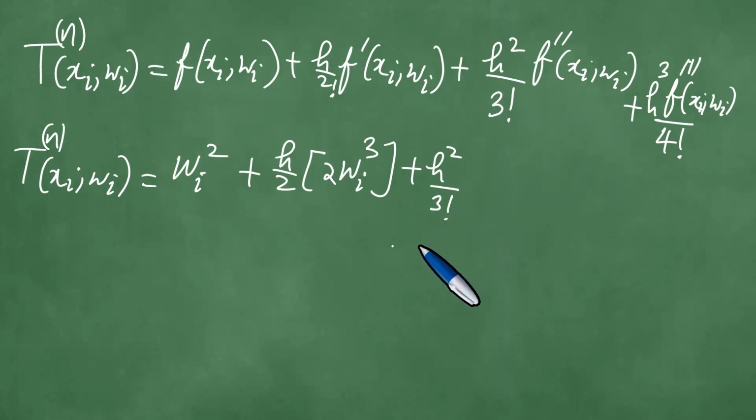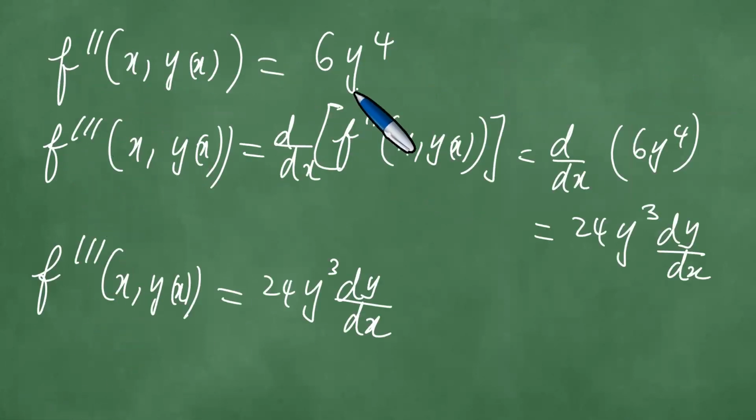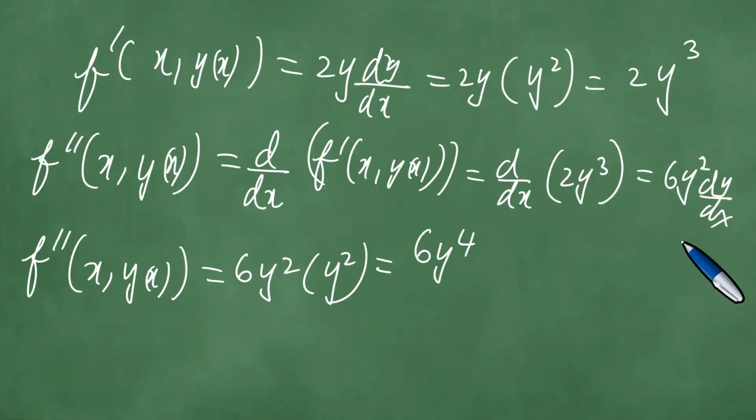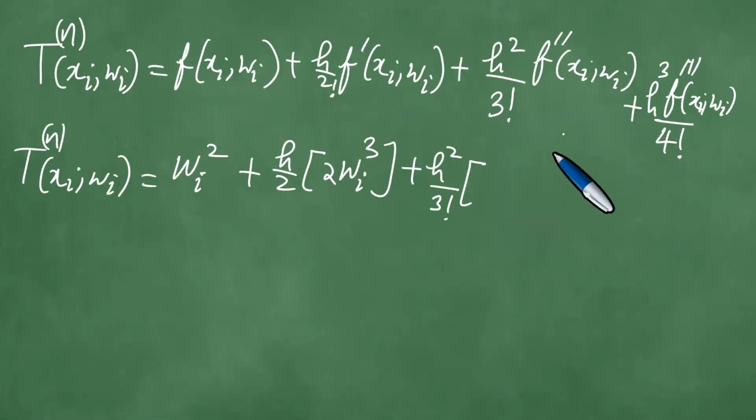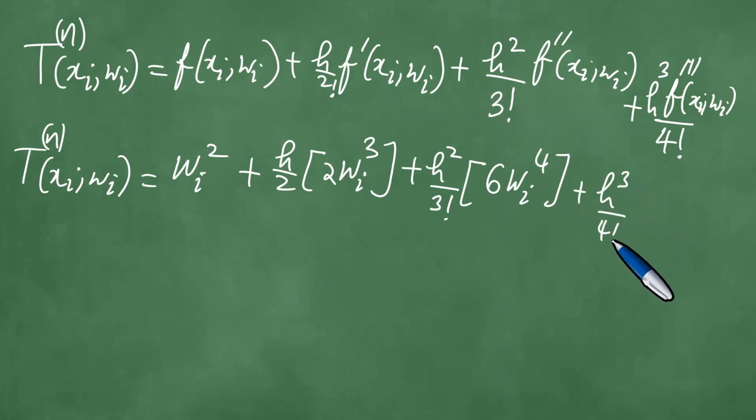Even the textbook, the question uses delta x. Yeah, I can change that. Okay, that's fine. All right, what do we have here? Same thing. What is F double primed? F double primed is 6y to the 4th power. 6y is like wi to the 4th power, plus h cubed over 4 factorial.